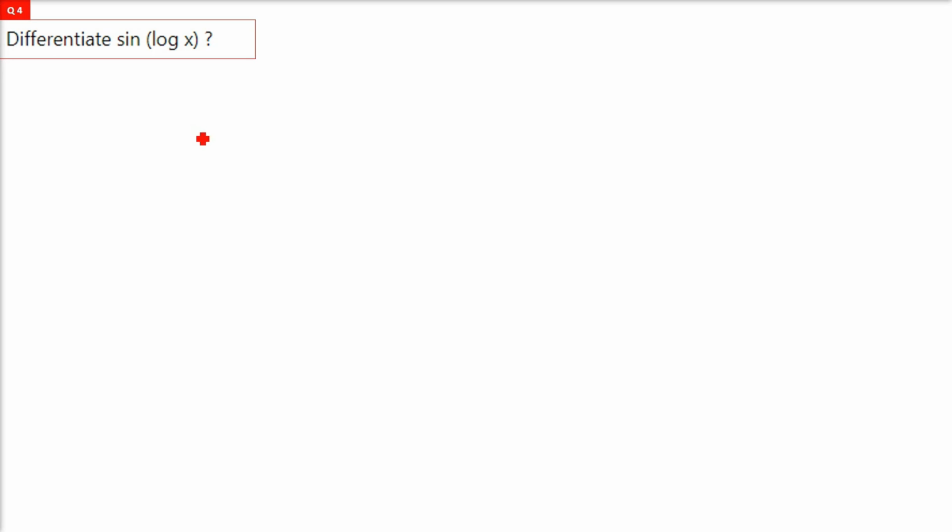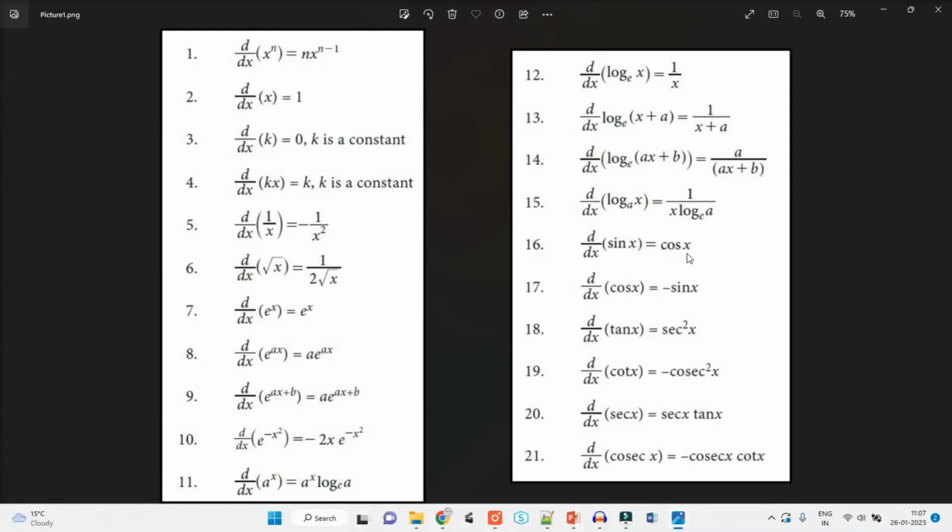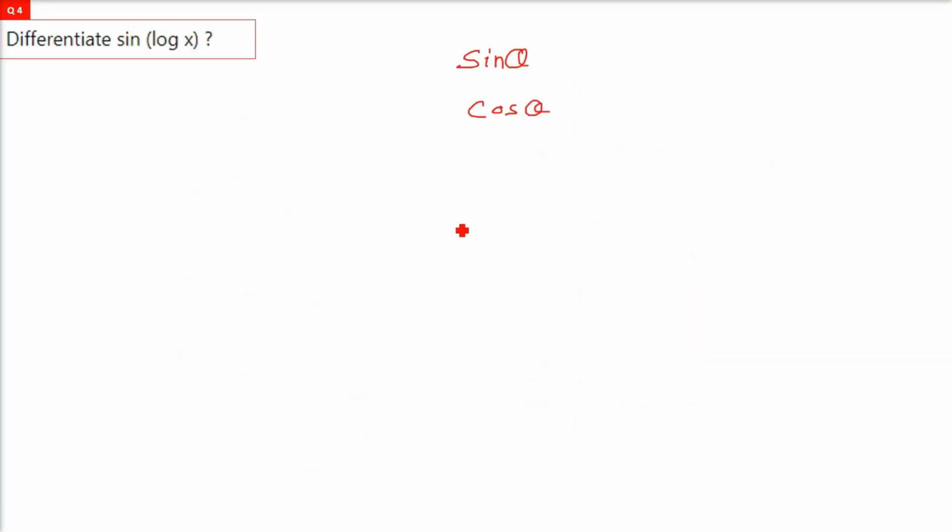Next, sine log x. So first you have to differentiate, assuming it to be sine theta. Then the next one will be to differentiate the log x. Alright. So the differentiation of sine theta is simple, cos theta. So cos log x it will be. Theta is log x we have assumed, right? So cos log x. Then you have to differentiate log x because of the chain rule.